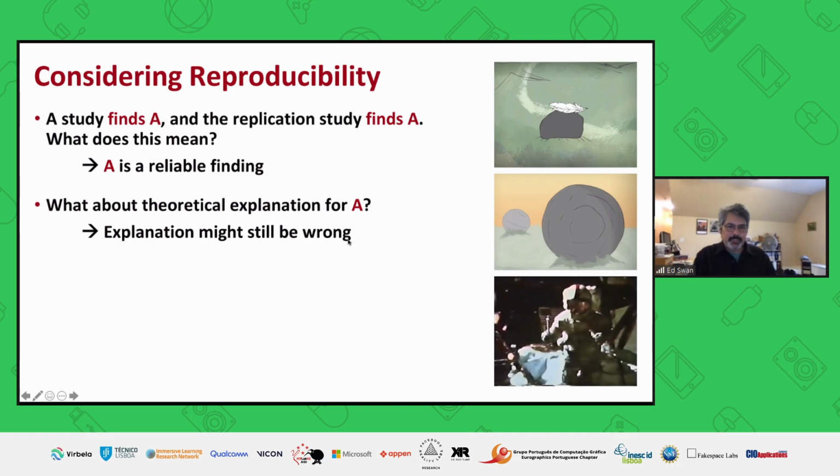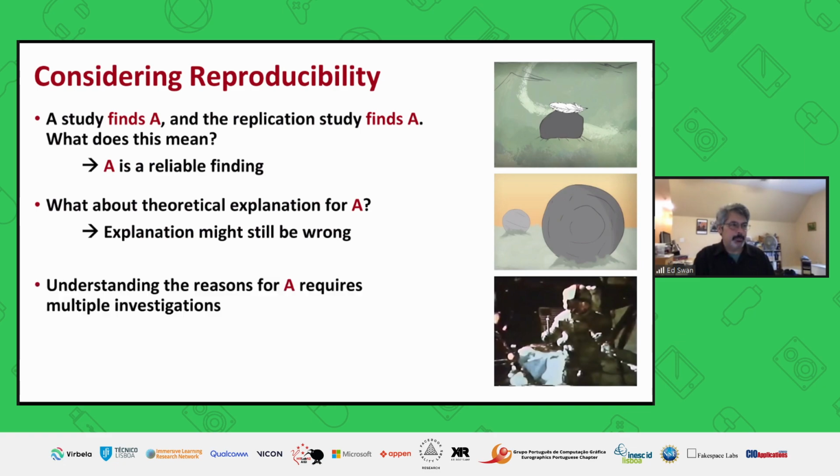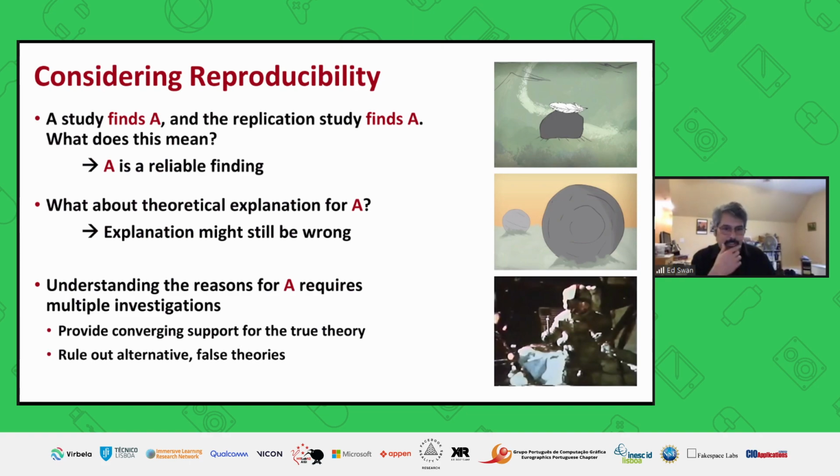So it's the explanation that can be wrong, even when an experiment is repeatable. Understanding the reasons for the finding requires multiple investigations. These multiple investigations provide converging support for whatever the true theory is, and they rule out alternative and false theories.